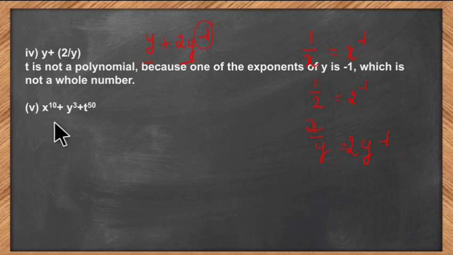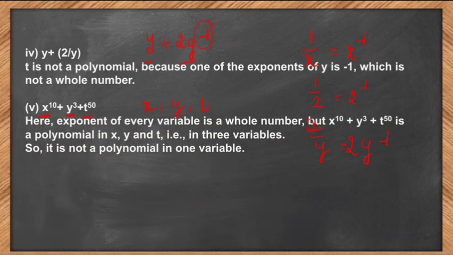Now next, see this one. See here the powers are whole numbers, but what about the alphabets? Whether that is having the same alphabet? No, we are having different ones. One is x, one is y, and one is t. Here we are having different kinds of variables. So this is not a polynomial of one variable, or you can say this is a polynomial of three variables. Here we have three different variables, right? This is the example of a polynomial of three variables.